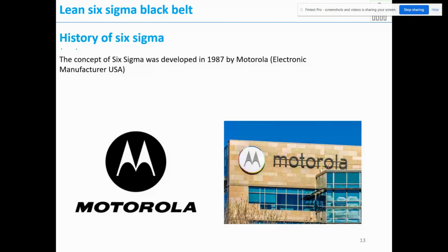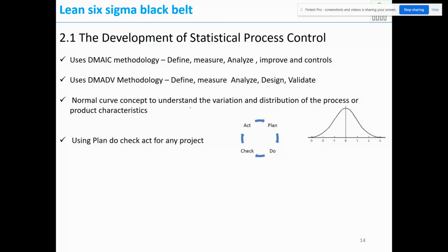So coming to the history of Six Sigma, the concept of Six Sigma was developed in 1987 by Motorola company. It's an electronic manufacturing company in the United States. So they started developing the Six Sigma methodologies, beginning with the development of statistical process control.